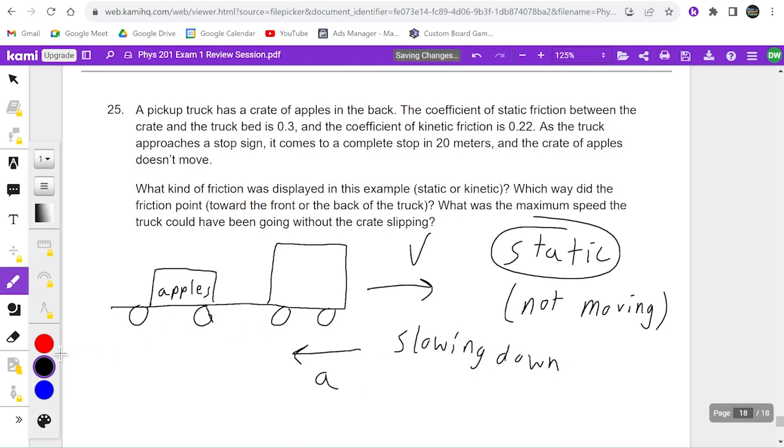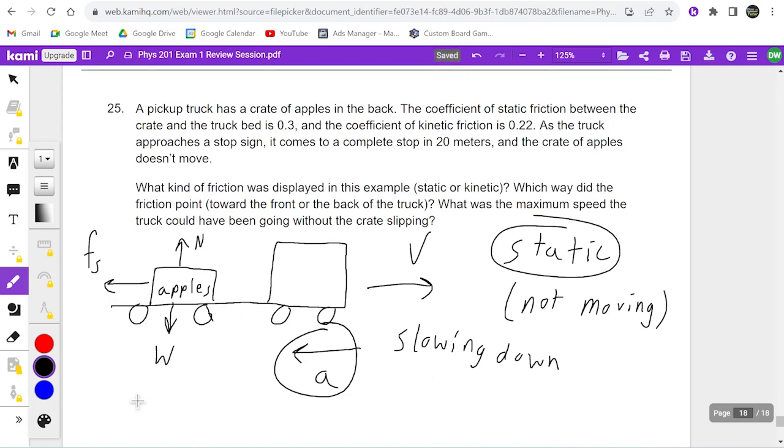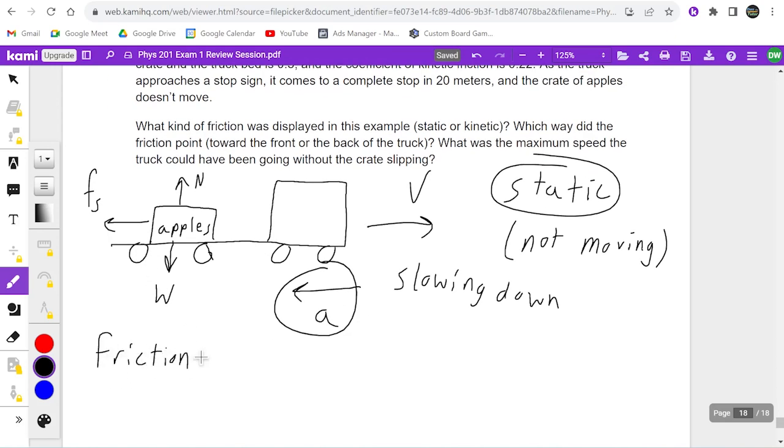Now let me think of the forces acting on my apples. I got weight going down, I got a normal force going up, and there's no other force besides friction acting on it. So if this was the free body diagram, this thing would have no acceleration right now, because weight cancels out with normal force. And we know we need the acceleration to point to the left because the crate is moving with the truck. So acceleration has to point left. For that reason, friction force must point left. So friction points left. We know this because the truck is slowing down.